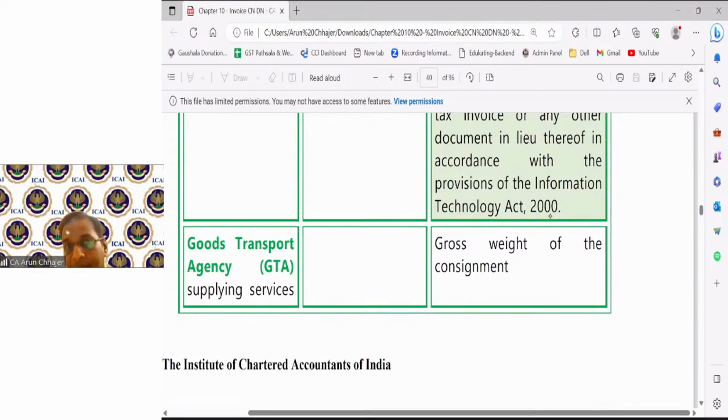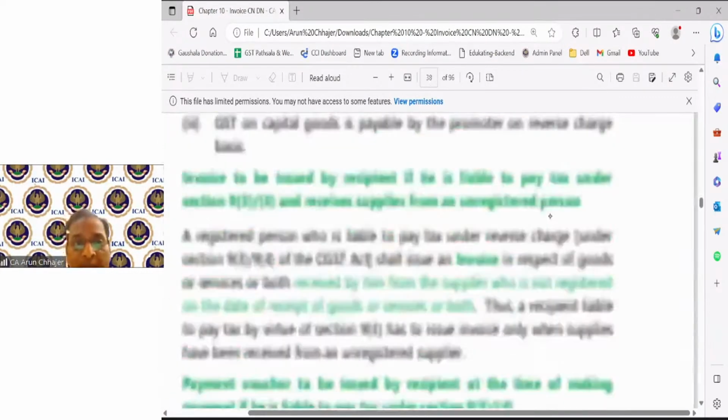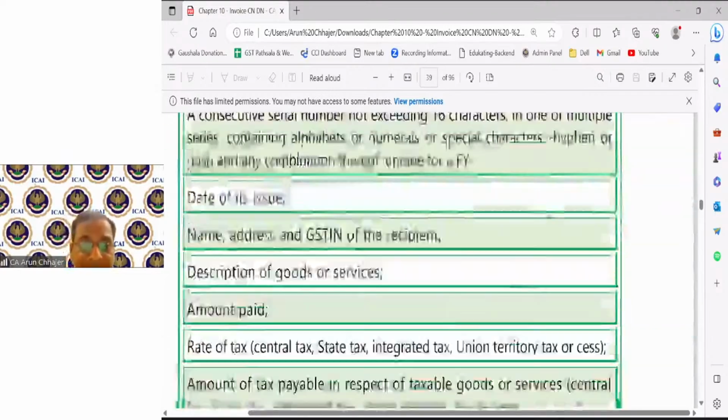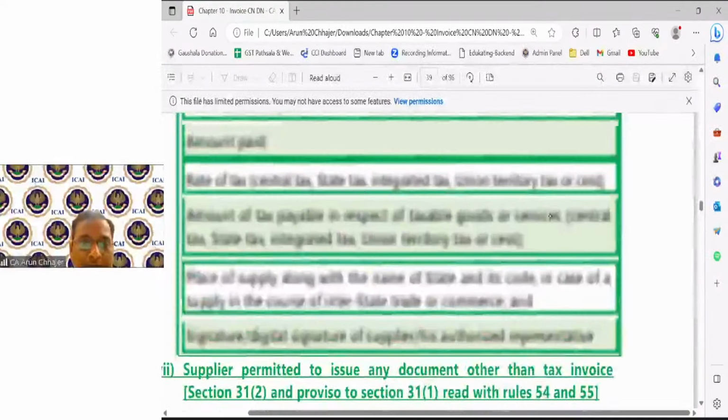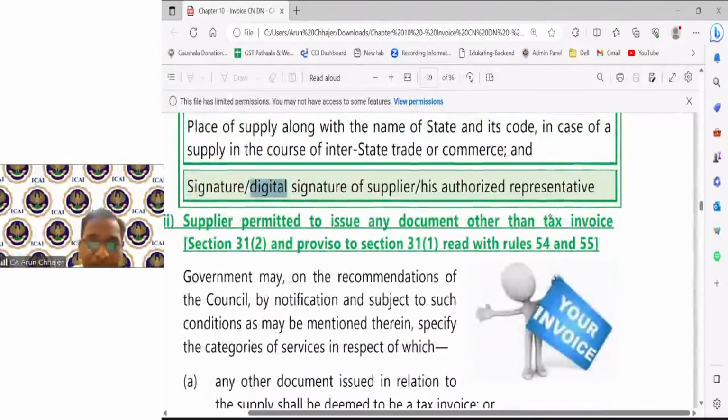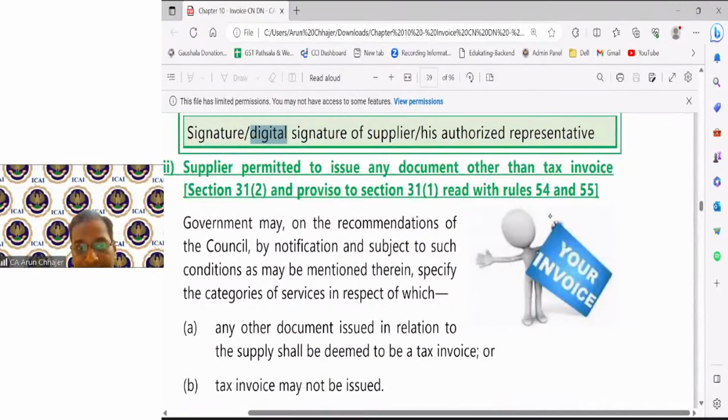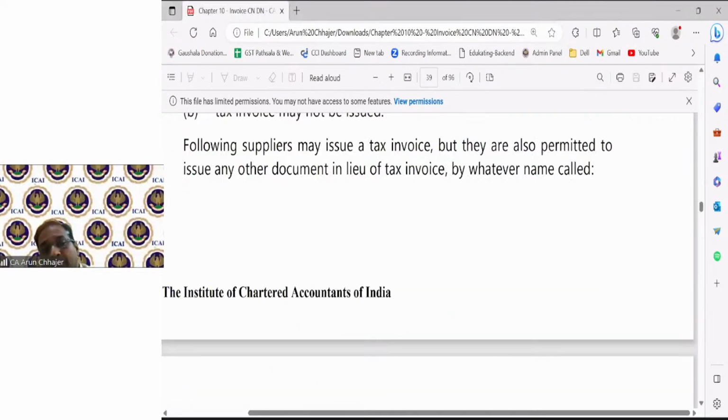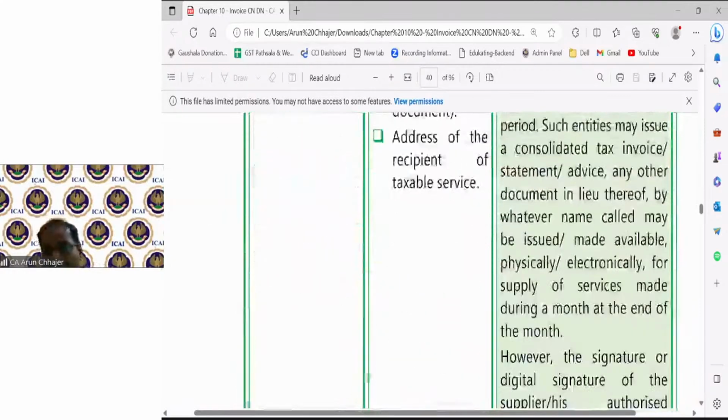Now we are talking about the GTA. Again, government using the power of Section 31 subsection 2 and proviso to 31(1), they have prescribed the Rule 54 and 55 in which they can issue the document other than invoice, and even they are not required to issue any tax invoice. So in case of the GTA, these information are very important.